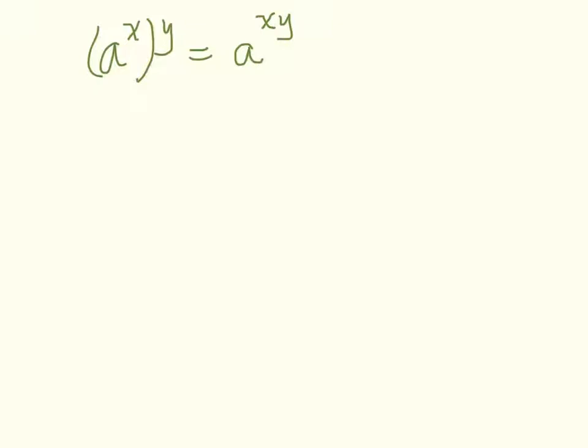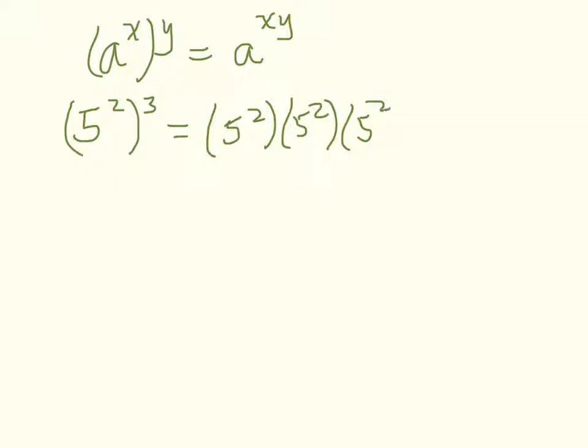Let's look at a numerical example to try to help us make sense of this. So I've got 5 squared cubed. Let's consider that example. So I've got 5 squared that we're multiplying by itself 3 times. So I'll say 5 squared times 5 squared times 5 squared. Then using our power rule for multiplication, since each of these powers have the same base, we can add our exponents. So 5 to the 2 plus 2 plus 2, which is 5 to the 6.